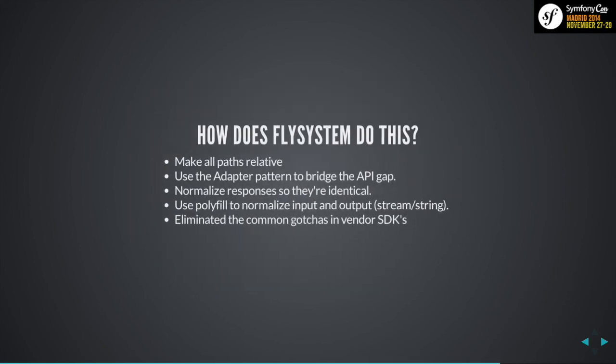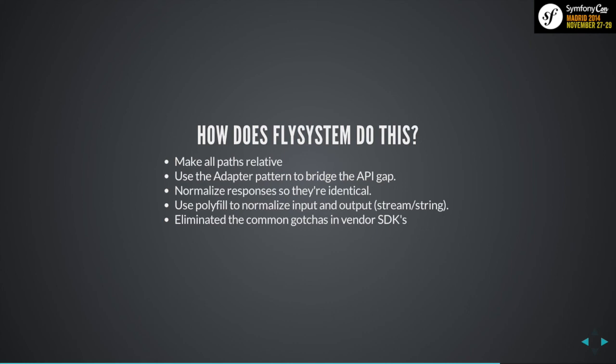So how does Flysystem do this? Well, there are several parts in this process of how it's able to achieve it. For starters, all paths are relative. There are no absolute paths in Flysystem. It uses the adapter pattern, as I said before. It uses a response mapping for everything it gets back.